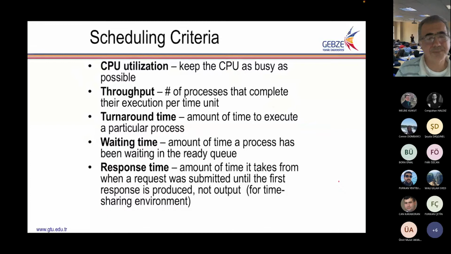Well, scheduling criteria is an interesting one. Depending on what you are doing, for example, are we operating a barber shop? Are we operating a supermarket? Are we operating a car mechanic service?